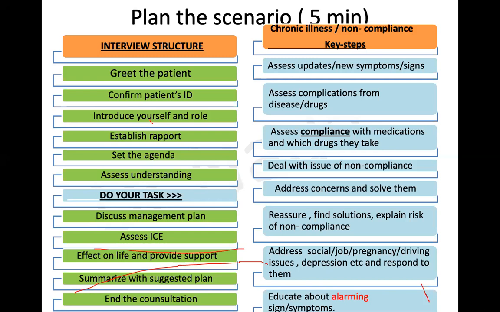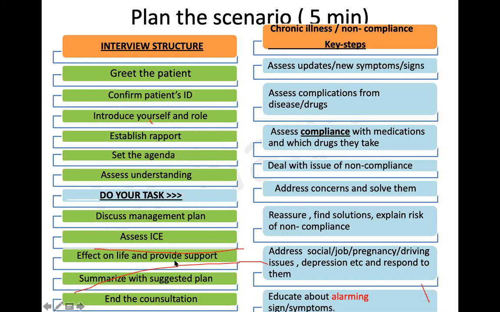Effect on life and provide support. This specifically, effect on life and providing support, is a very important point, and it's very difficult to explain it all tonight, okay? But usually this is sufficiently explained throughout the course lectures and throughout the practicing of the scenarios, because it takes more, extended time to explain everything related to this. But I just gave you a general explanation.